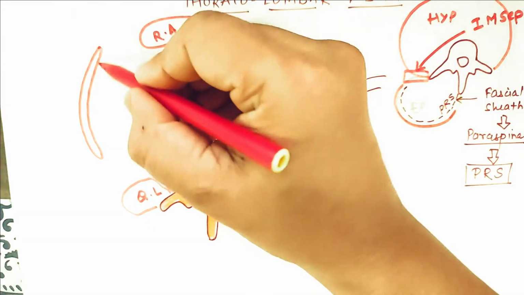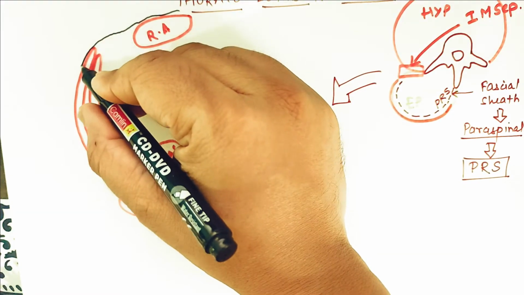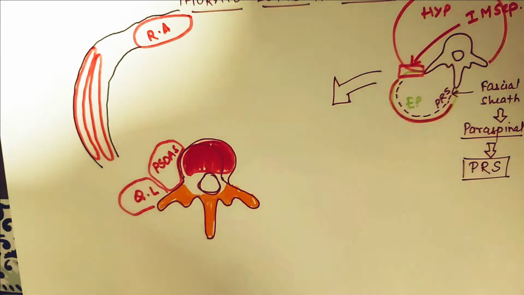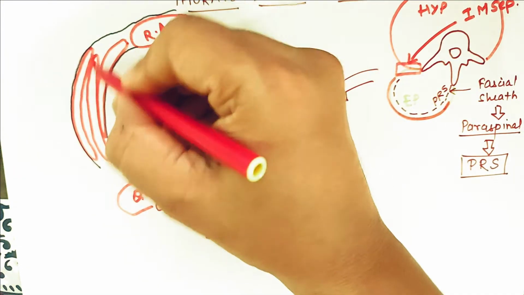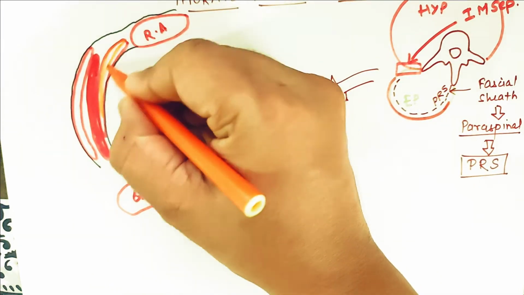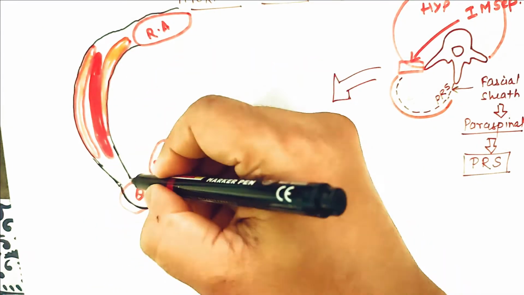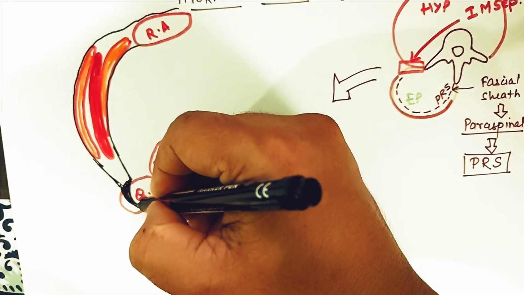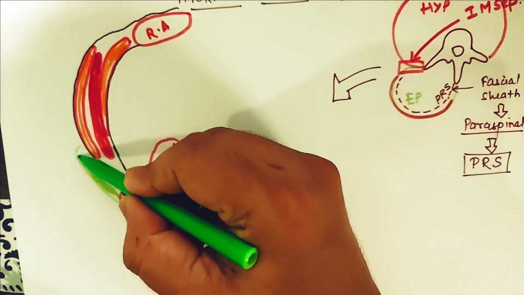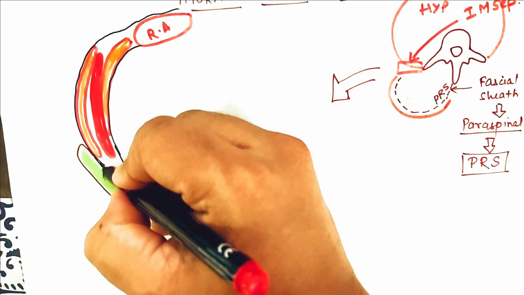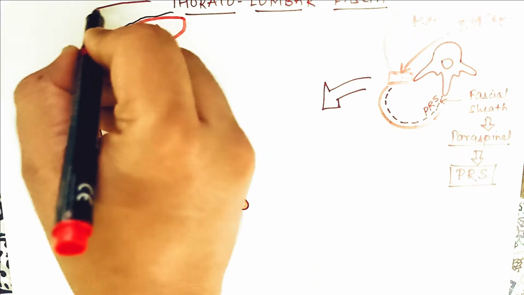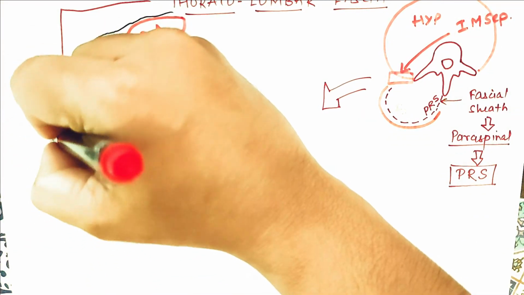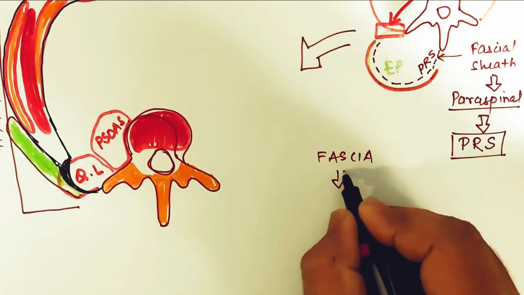Anteriorly, you have rectus abdominis, and on the lateral side, you have the fascia which covers three muscles: the external oblique, internal oblique, and the transverse abdominis. The fascial sheet that covers the three abdominal muscles is pretty thick and attached to the tip of the spinous process. This is the latissimus dorsi, the superficial layer on the lateral side. This entire investing fascia is the hypaxial fascia.